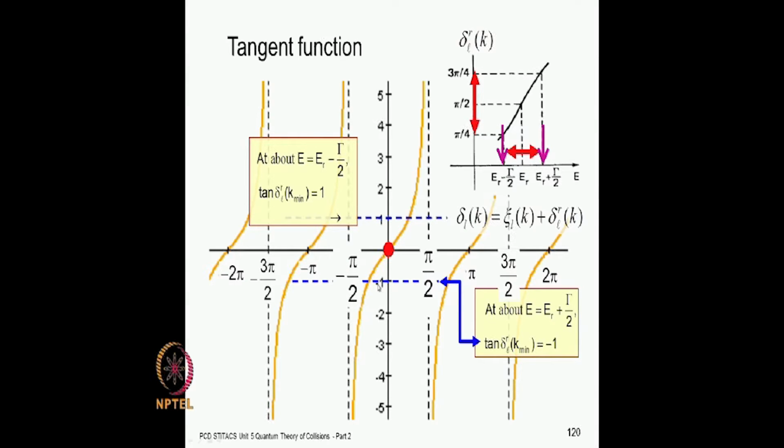Likewise, here you have minus 1. When do you have minus 1? This is when the energy is ER plus half the full width. So this is the full width. This is where the scattering cross section becomes half, and at this point the tangent of the phase shift becomes minus 1. So this horizontal line corresponds to tan theta equal to minus 1.